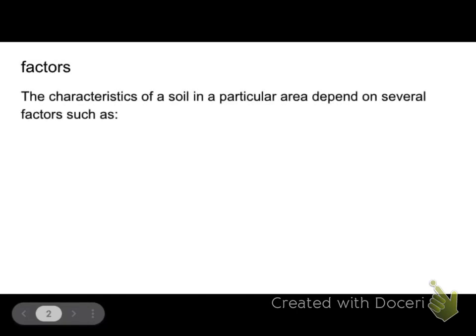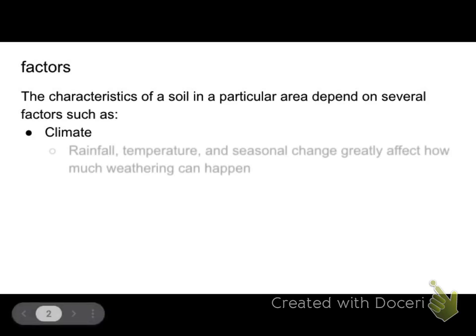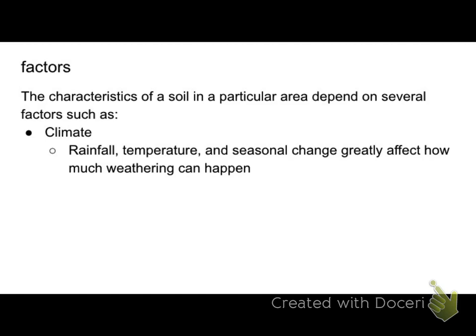So, the characteristics of a soil in a particular area depend on several factors. The first one we're going to talk about is climate. Climate is the overall general weather conditions of an area. Okay? These affect it because things like rainfall, temperature, and changing seasons are going to have a big impact on how much weathering is happening.